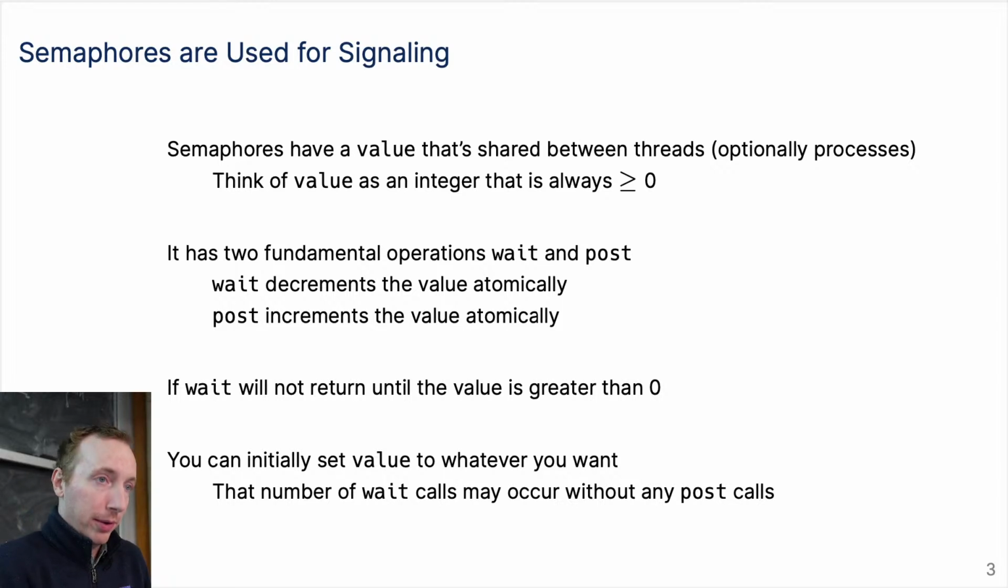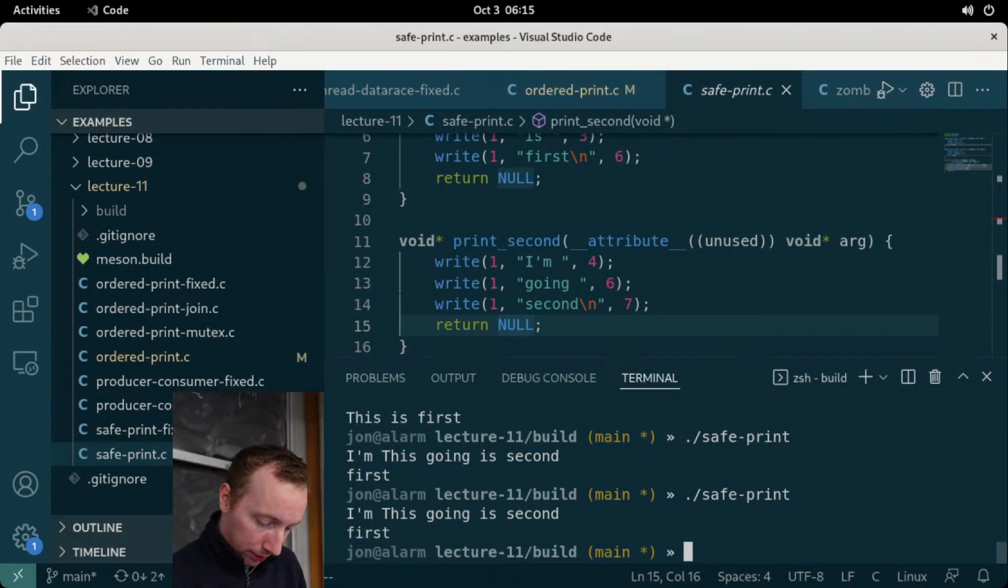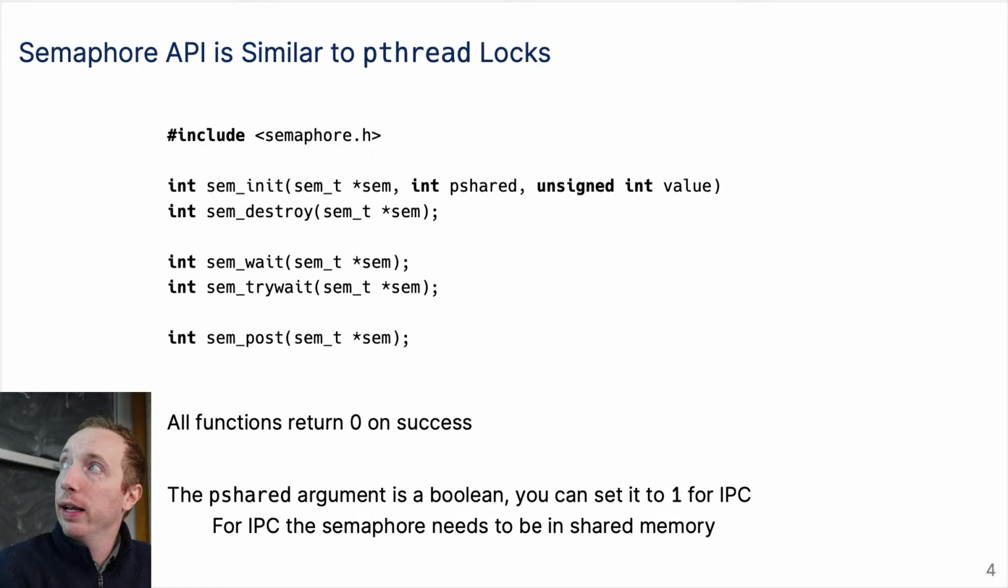The cool thing about Semaphores is you can set the value to whatever you want, and you can think of that by default as the number of wait calls that can pass without any calls to post. Sorry, I'll show the API, it looks like this. There's an include for Semaphore, and then it kind of looks like a mutex. It has an init and a destroy.